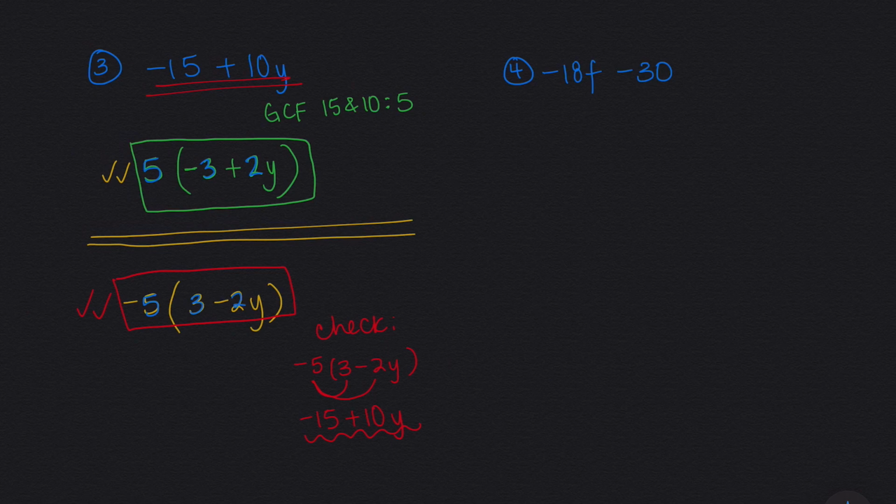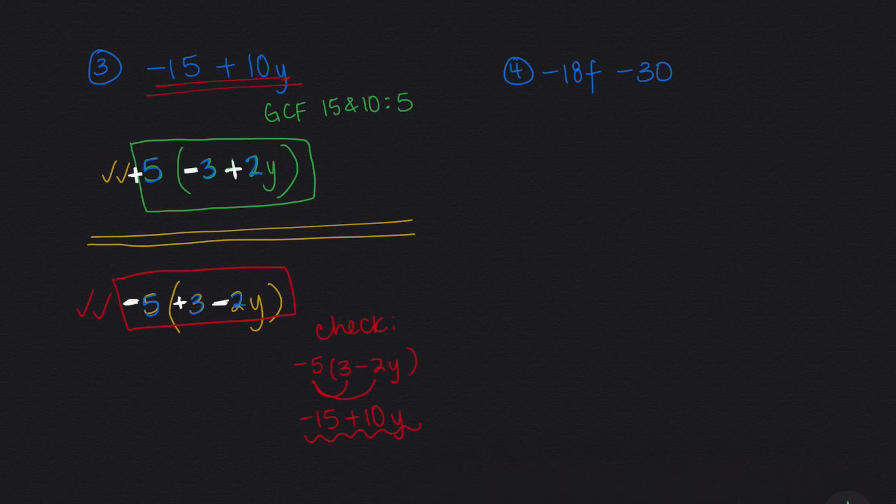The difference between both expressions are the signs. Notice here we have a positive 5, whereas here we have a negative 5. Here we have a negative 3, whereas here we have a positive 3. Here we have a positive 2y, while here we have a negative 2y. So the signs of both expressions are exactly opposite. And that's a quick trick you can use when you want to quickly figure out if two expressions are equivalent.